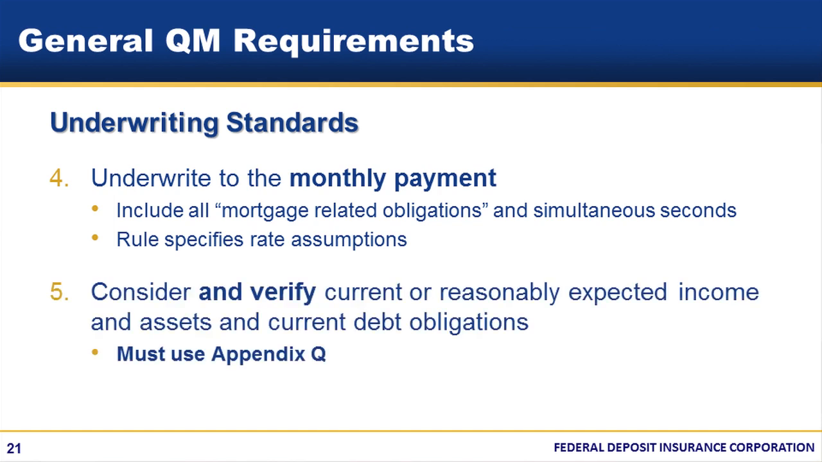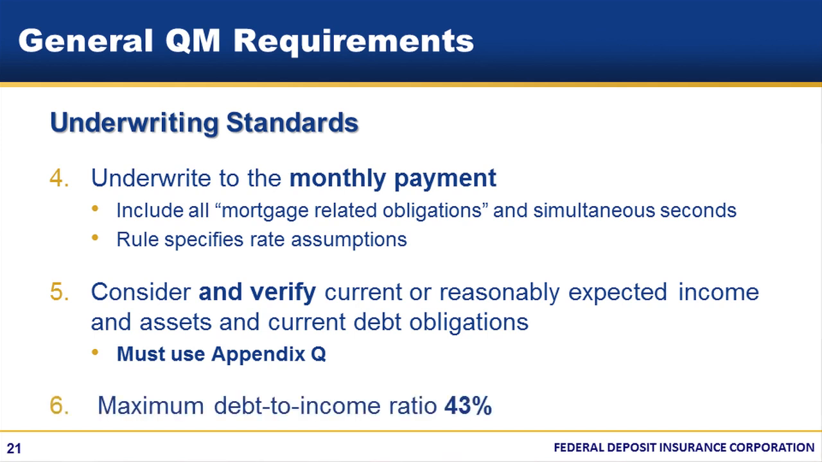5. You must consider and verify the consumer's income or assets, current debt obligations, alimony, and child support obligations. The assets must be something other than the dwelling. For purposes of this general QM, and only this type of QM, you must use Appendix Q, a new appendix to Regulation Z, to calculate income and debt obligations. For those of you familiar with FHA lending, it may be familiar to you. If there are gaps in Appendix Q, you may use guidelines from the GSEs, Fannie Mae and Freddie Mac, or relevant insuring federal agencies, unless they conflict with Appendix Q.